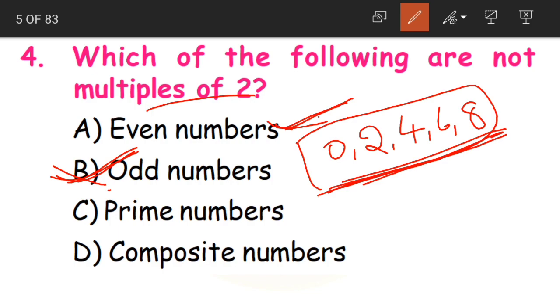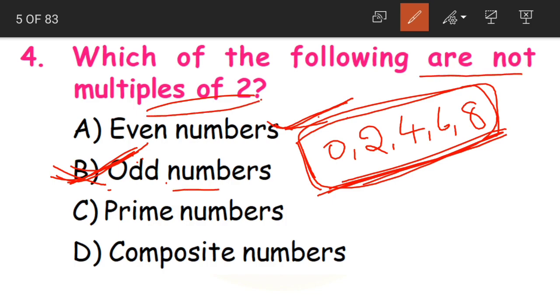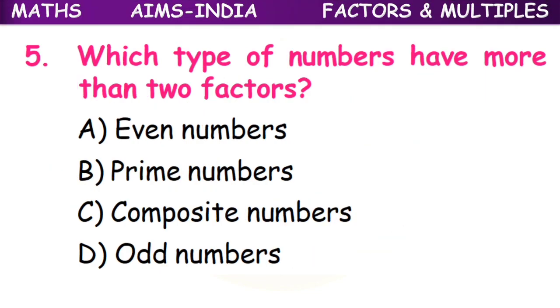The multiples of 2 are always even numbers. What are they? The multiples of 2 are always even numbers. They cannot be odd numbers. Okay, children? So option B is our correct answer here. Odd numbers cannot be the multiples of 2, but the multiples of 2 can be both prime and composite numbers.